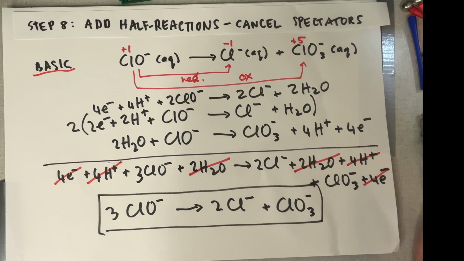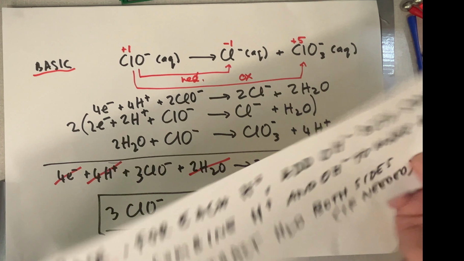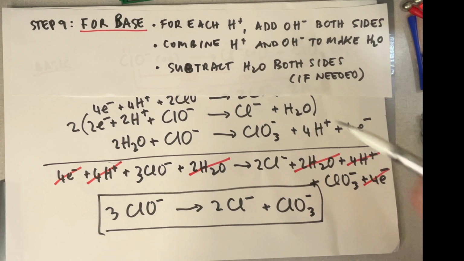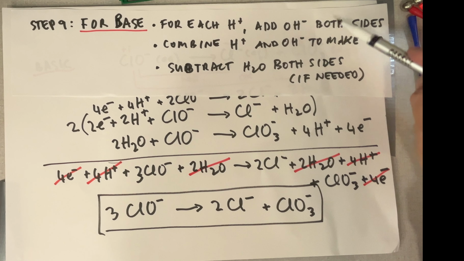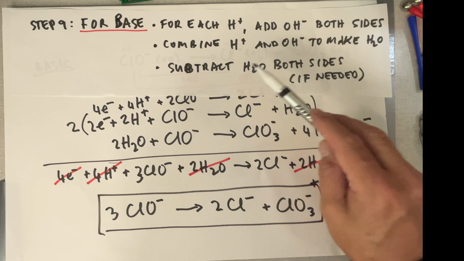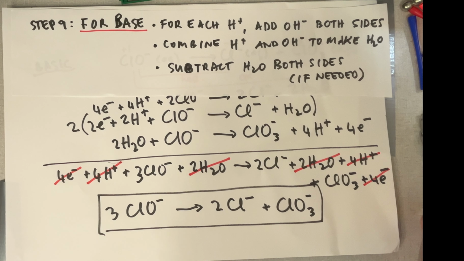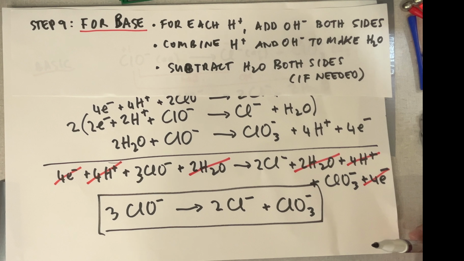Now, what I would like you to do for yourself is take the steps that we've done in the first example that I reiterate here. For each H plus, add a hydroxide, etc. Combine the H pluses and the OH to make water, and subtract water on both sides if needed. And what you will discover is that this reaction remains the same after you've done all these steps. So the reaction is exactly the same whether you work in an acidic or basic medium. So that's quite interesting.